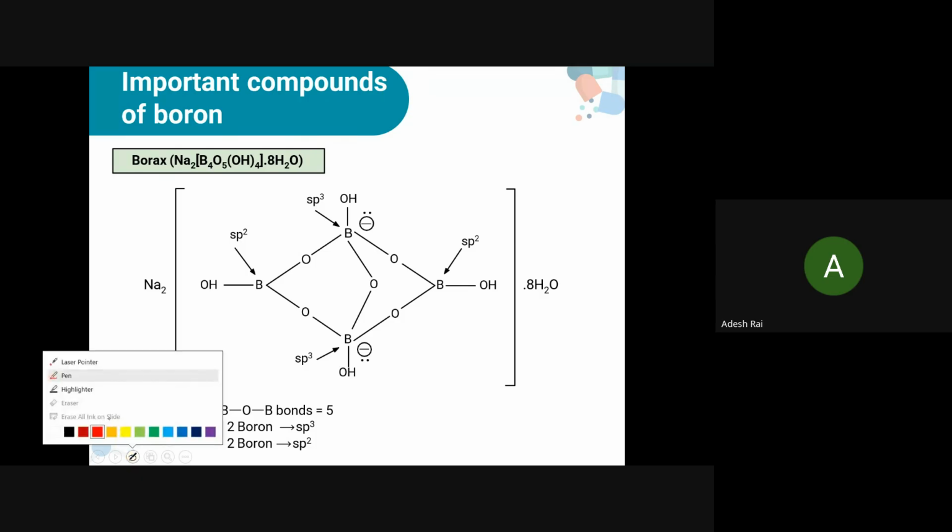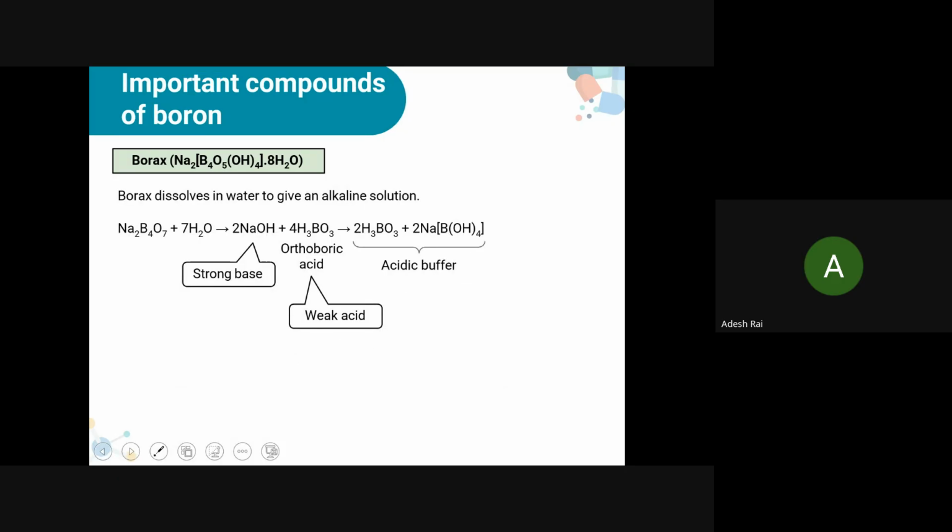Out of that, 2 are sp2, so this and this are sp2. This and this are sp3. Just count the number of sigma bonds. 1, 2, 3, 4. Similarly, 1, 2, 3. Total 3 sigma bonds, so sp2. Here 4 sigma bonds, so sp3. Sorted? This is the structure of borax. Is that clear?